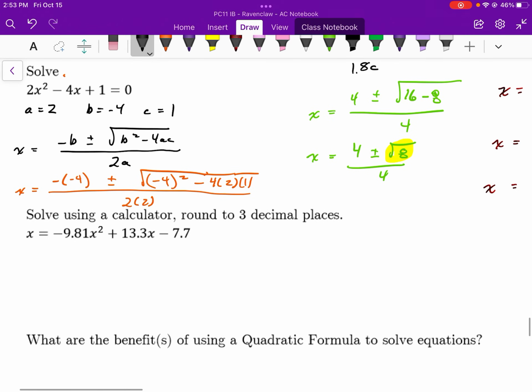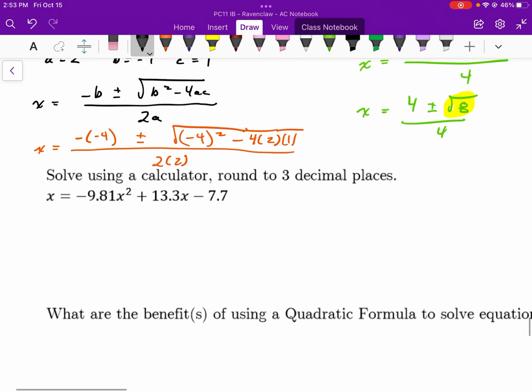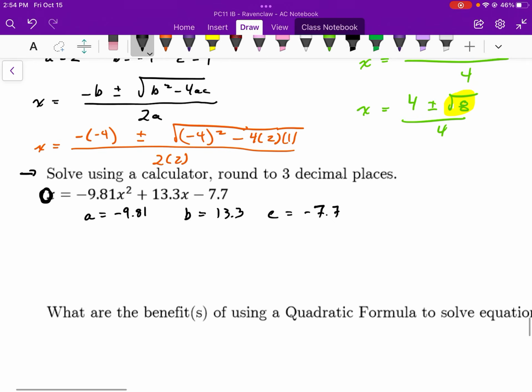So here's a thing that I just want you to try out. Try solving this. And in fact, I'm just going to make this even easier on us. I'm going to make one side equal to 0. If I make one side equal to 0, and I'm going to solve, a is equal to negative 9.81, b is equal to 13.3, c is equal to negative 7.7. This leads to an interesting result.